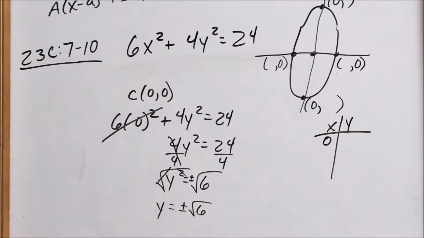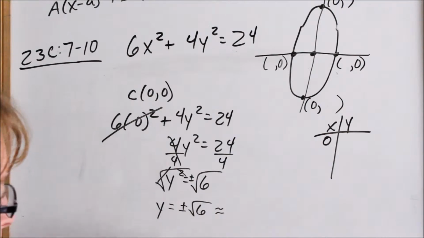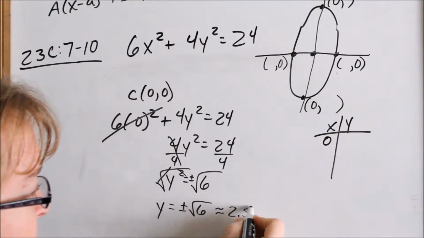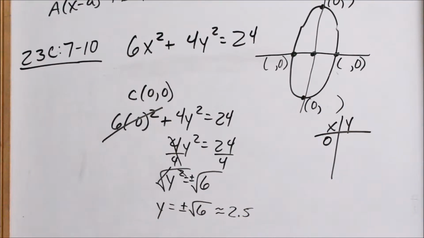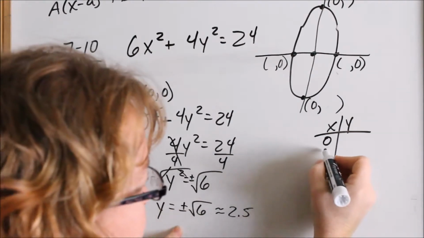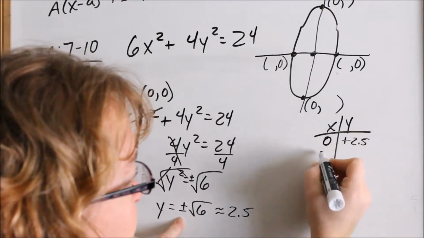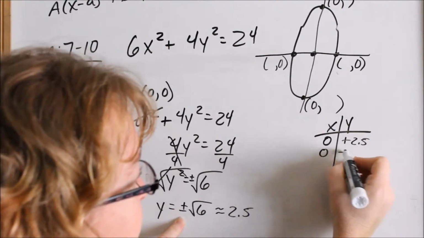And if you do square root of 6 into decimals, because when you're graphing, you're going to need to put it in decimal, it's approximately 2.5. So when x is 0, I've got a positive square root of 6, which is 2.5, and when x is 0, I also got a negative 2.5.